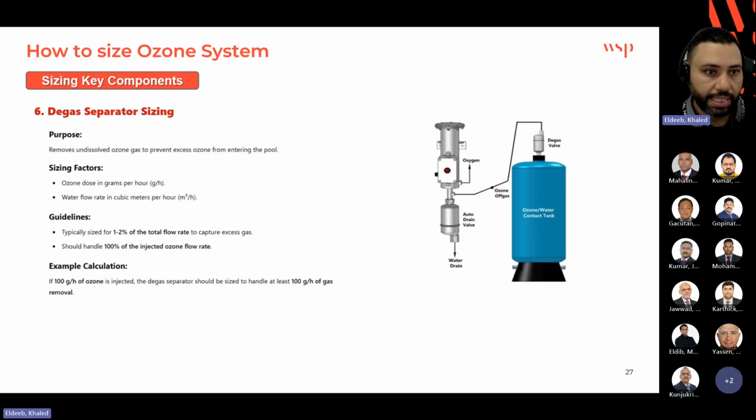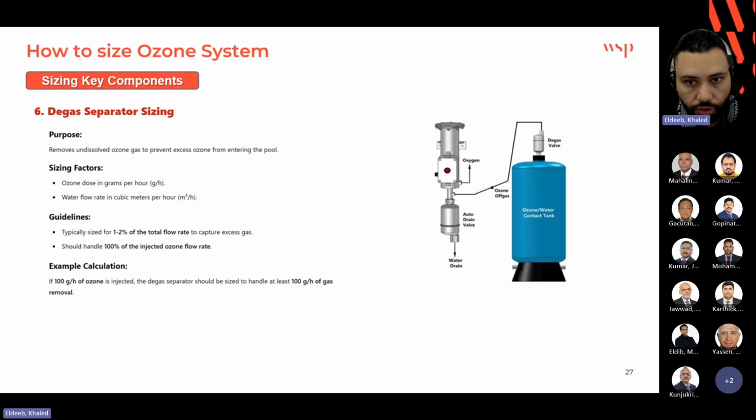Okay, degassing system. As I just explained, we have two types. To remove excess ozone gas from water before it returns to the pool, it could be done by activated carbon or a thermal destruction unit to break ozone down into oxygen. So we are going to size both cases to ensure we cover all scenarios.